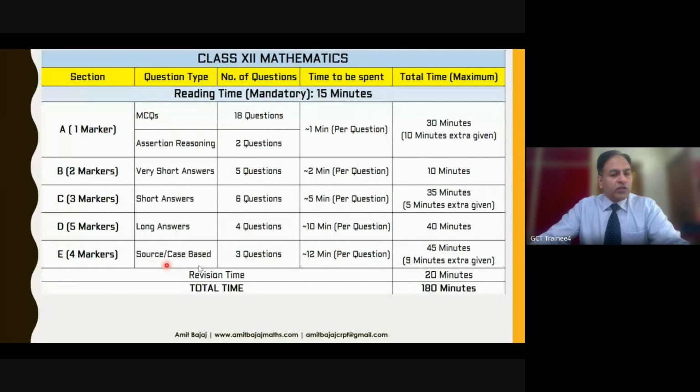And then source or case-based questions, 3 questions. I am giving 12 minutes to each question. That amounts to 36 minutes plus 9 minutes extra. Sometimes a student may take more time and it goes to 45 minutes. Even after that, it's 2 hours 40 minutes, keeping 20 minutes extra for the reading time.